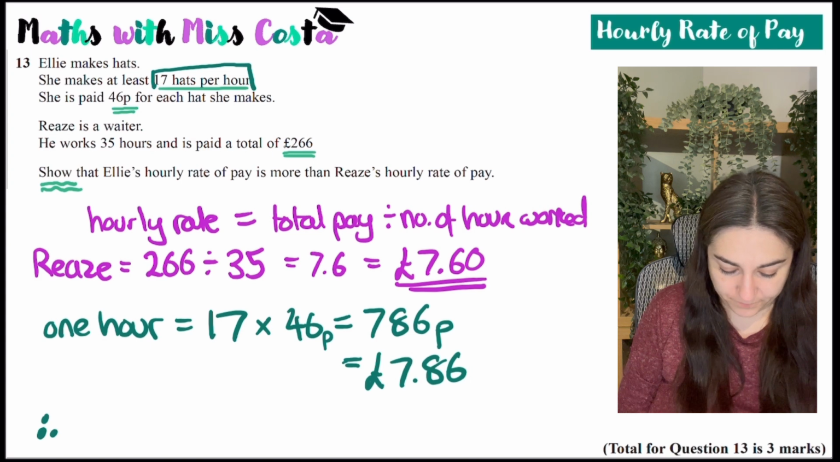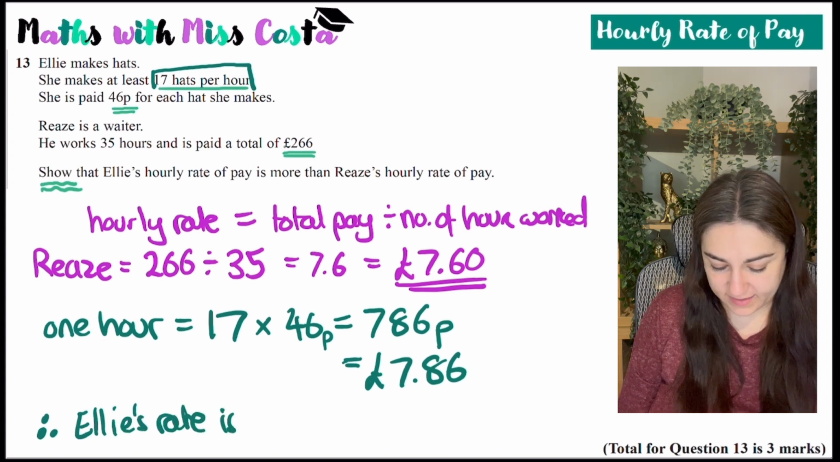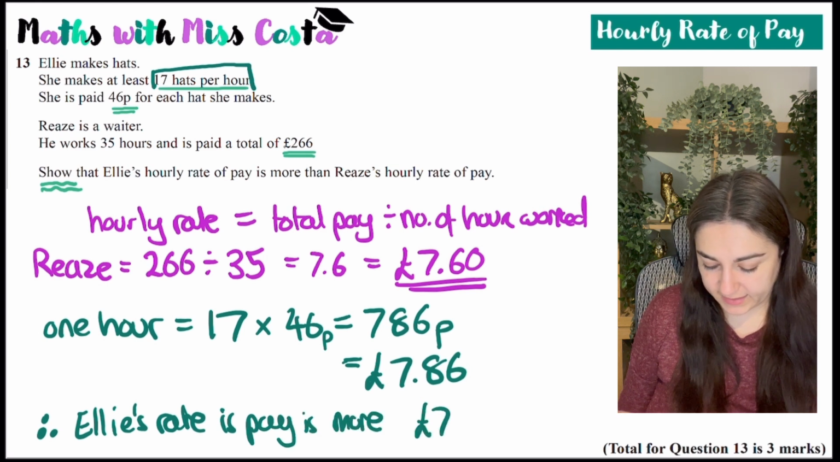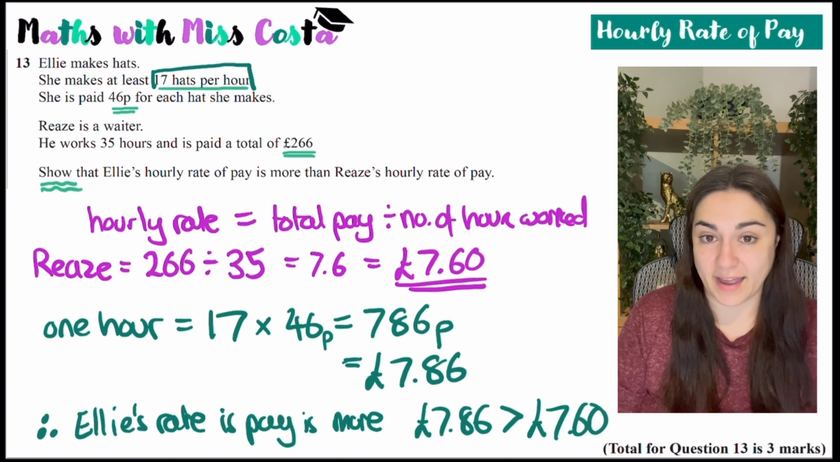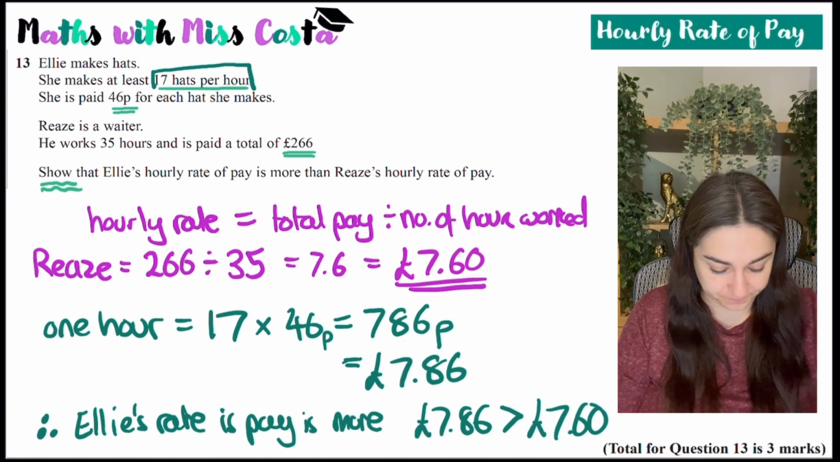So therefore, Ellie's rate of pay is more, because £7.82 is greater than £7.60. So for this question, it's very important you showed both of their rates of pay and compared them.